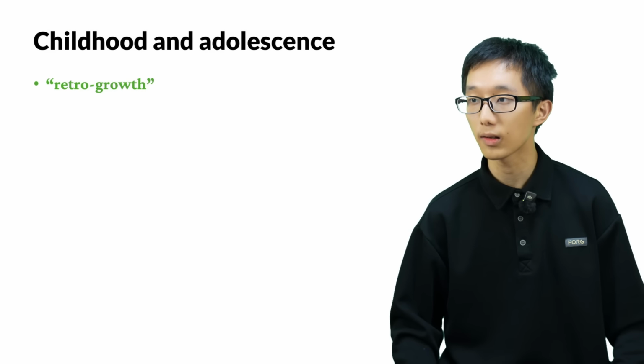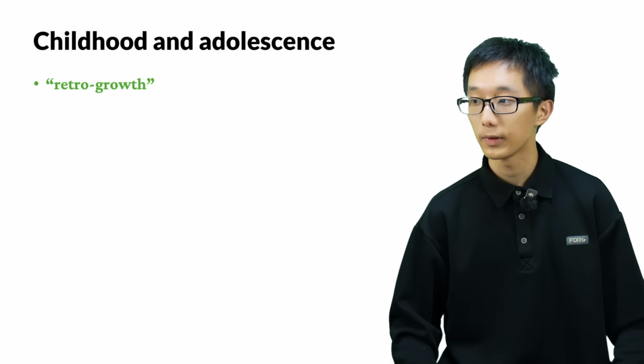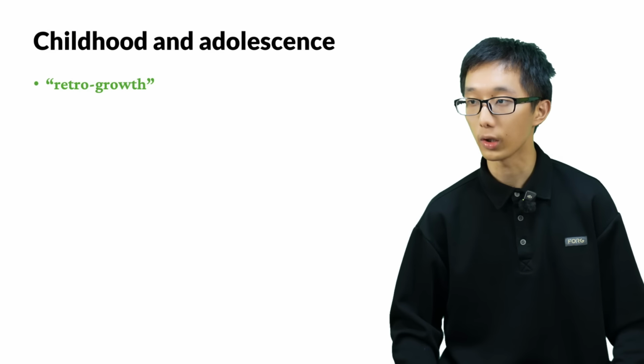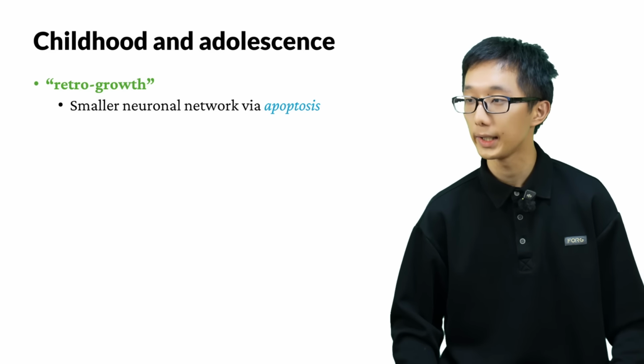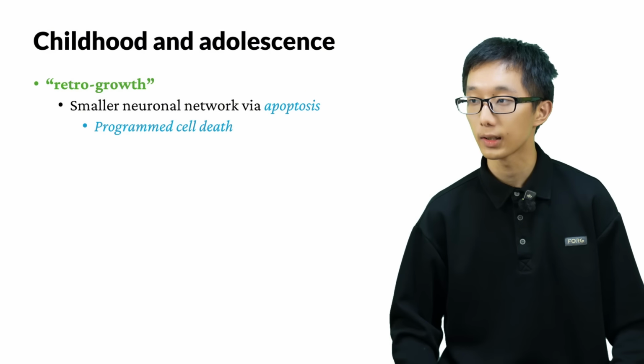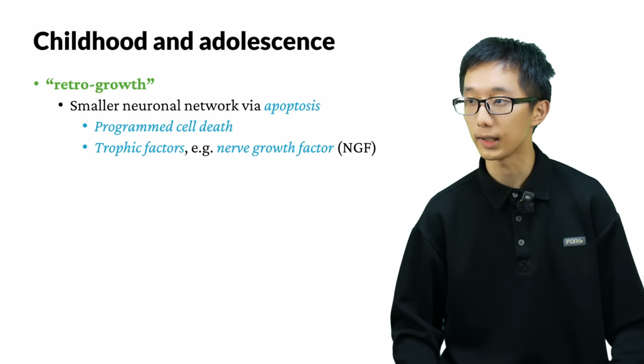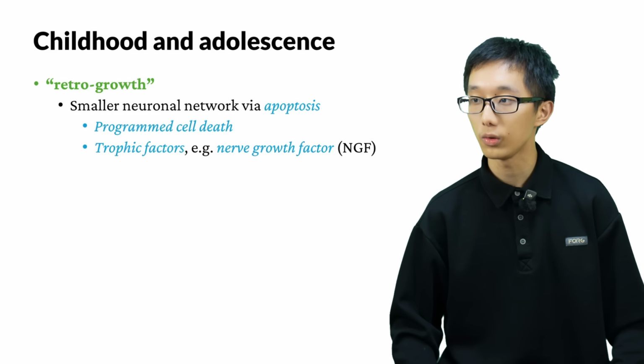On the other hand, there is also retrogrowth. This is somewhat surprising. In fact, retrogrowth may even be more important than growth itself. In retrogrowth, I mean that some things are pared back. For example, neuronal networks become smaller via apoptosis. Apoptosis is a process called programmed cell death. Some neuron cells initiate their own death program. They commit suicide. This is sometimes due to trophic factors.